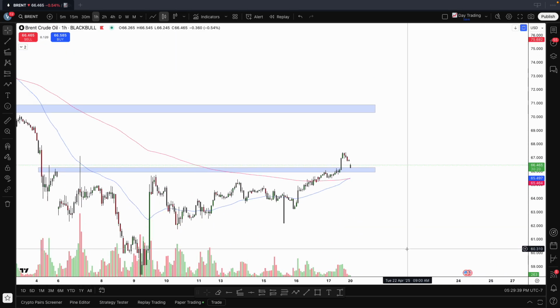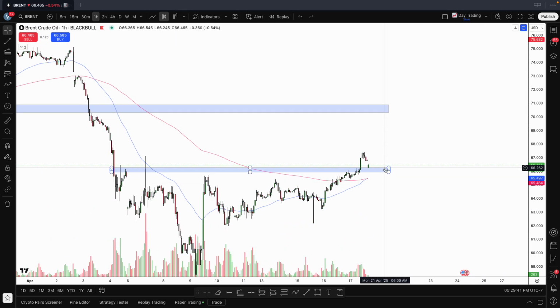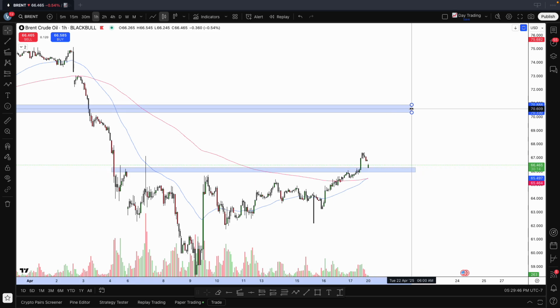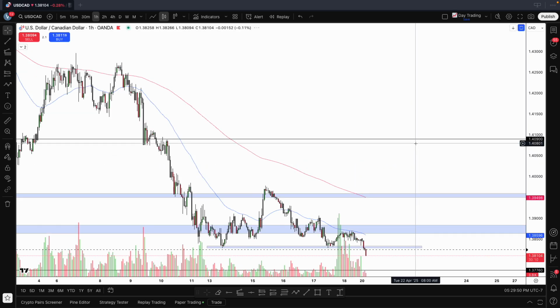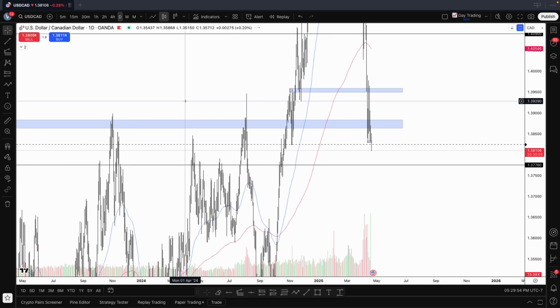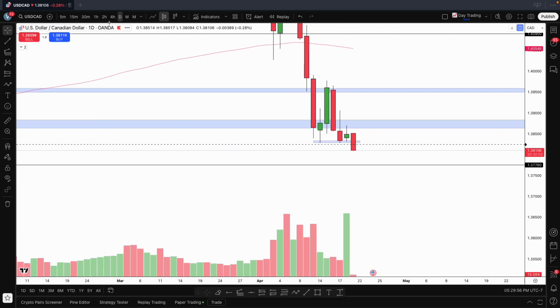So I'm interested in this trade. I don't know at what point I'm going to take this trade, because again, like I said, I'm not a commodities trader, but I'm going to keep my eye out. Might enter a super low risk trade right over here. Then comes USD CAD. Basically, as we can see, price is super bearish.